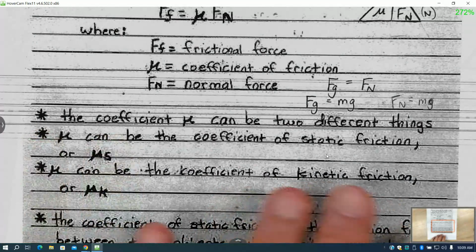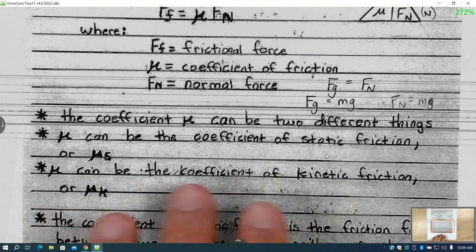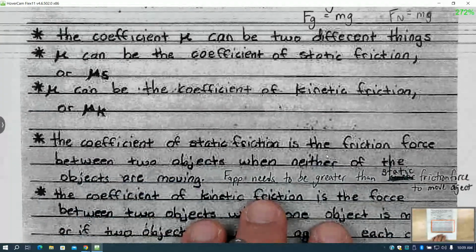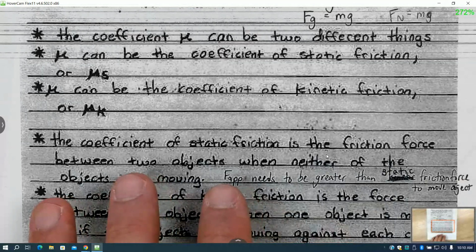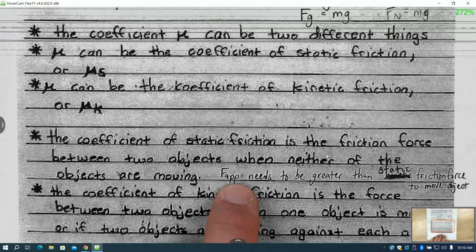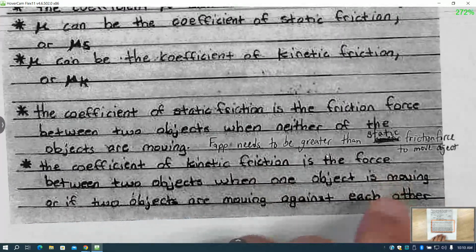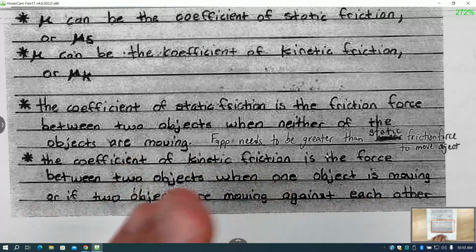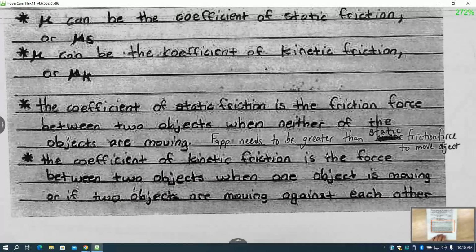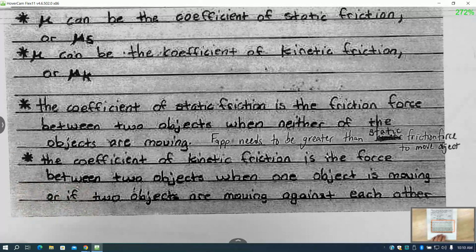Coefficient of friction can be two different things. It can be the coefficient of static friction or the kinetic friction. Static friction force is basically between two objects that are not moving. To get it to start moving, your applied force needs to be greater than the static friction force. Once it's moving, the friction force drops, because the coefficient of kinetic friction is less than static friction.